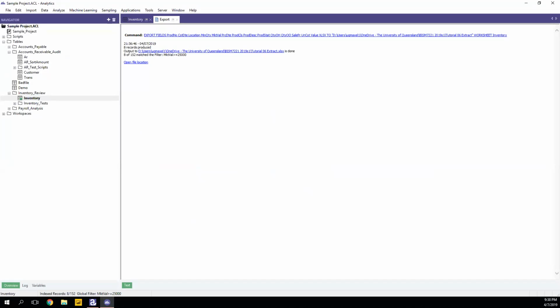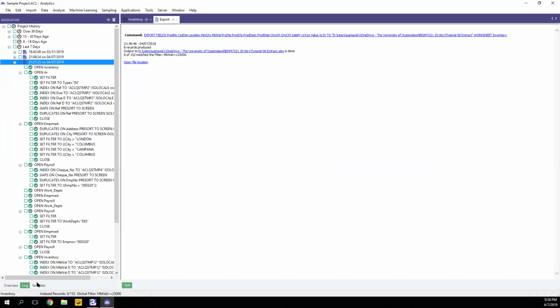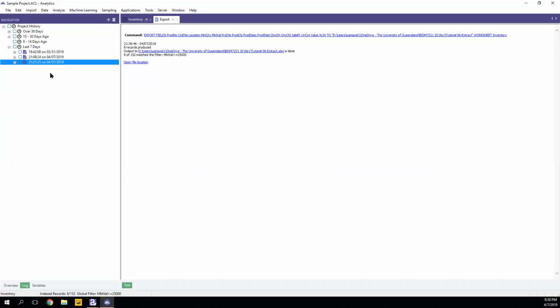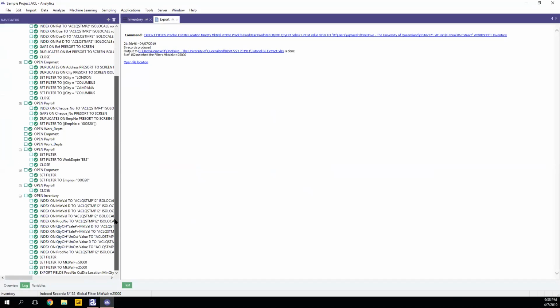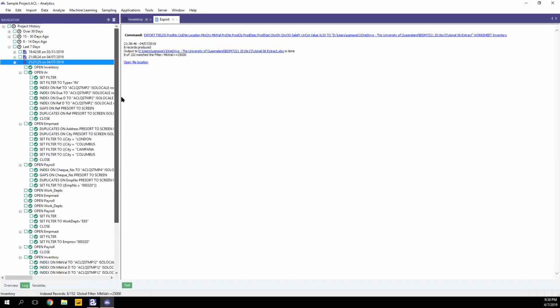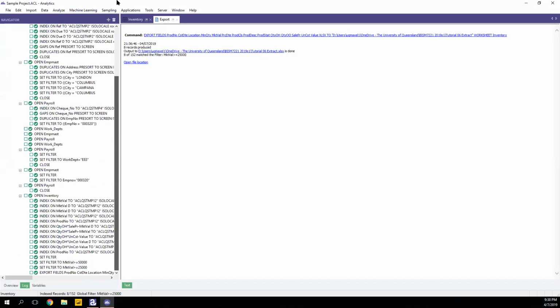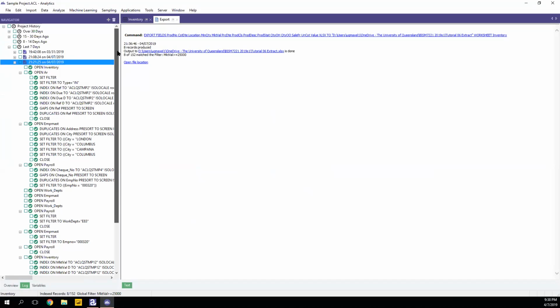Now, the final thing is, why might I use ACL instead of Excel? So, look, I've got a log file in ACL. Everything I've been doing tonight has been logged, okay? Excel doesn't do that. So I can use that and I have a record to show what I've done.